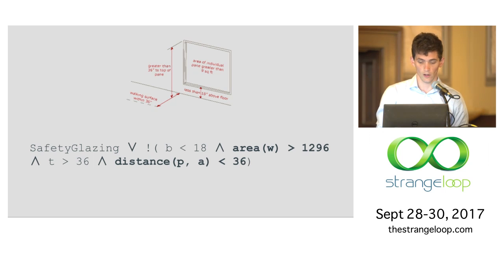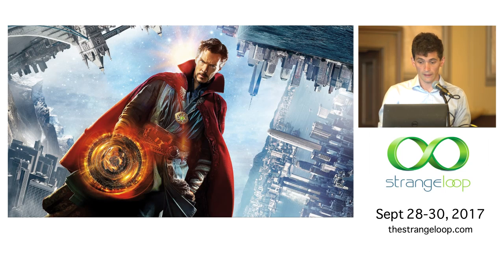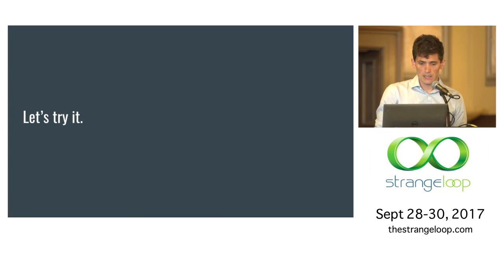These are the sorts of things that geometric constraint solvers are pretty good at. So what are we going to do? We're going to bring geometry to disjunctions via DPLL theories. This lets us hopefully reason about disjunctions, different options, and the sort of geometric spatial relationships that underlie a lot of buildings. And that's really going to get us there. We're going to finally be able to do whatever we want to do with buildings. Let's try it.